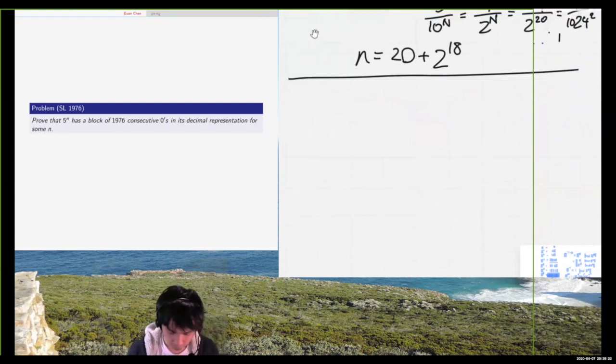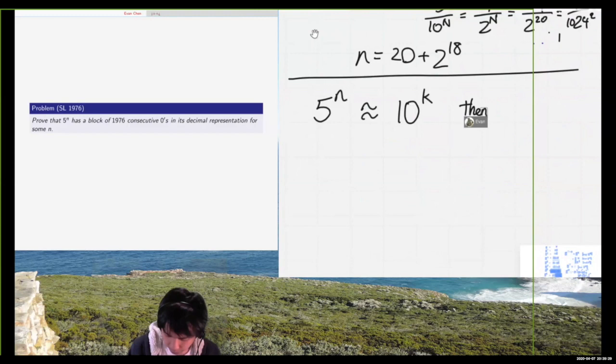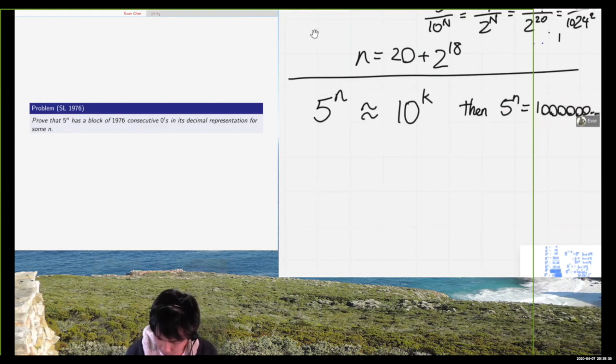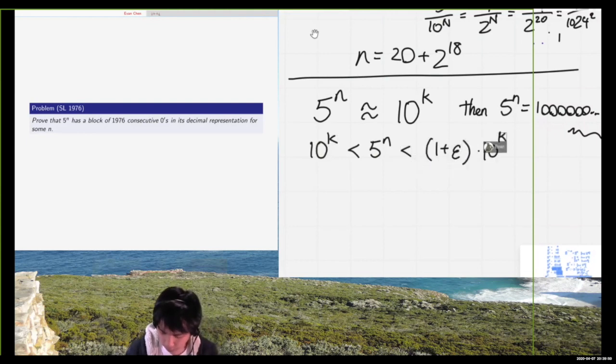Which is that if, let's say, 5 to the n is very close to a power of 10, then you might expect that when you read its decimal representation, it will say 1, 0, 0, 0, 0, 0, 0, and then there's some fuzz at the end. So what do I mean by close? I want 5 to the n to be between 10 to some power and 1 plus epsilon times that, where epsilon in this case is like 1 over 10 to the 1976. But the point is some very small number.